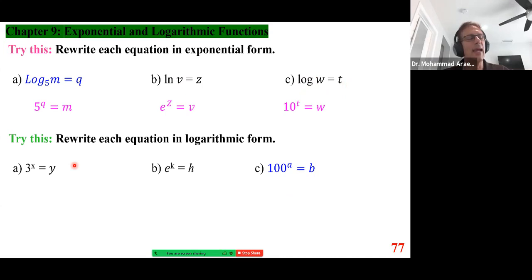Now we want to go back and write them in a logarithmic format. So log of the right side, always log of the result. Log of the result, what is the base? 3 equals x. Log of the result, in this case, log of 8, but the base is e, so we get ln instead of log. So ln h equals k. In this case, log of the result, log b, the base is not 10, the base is 100. On purpose, I chose that because I want you to pay attention. This is not 10. So log b base 100 is 8.